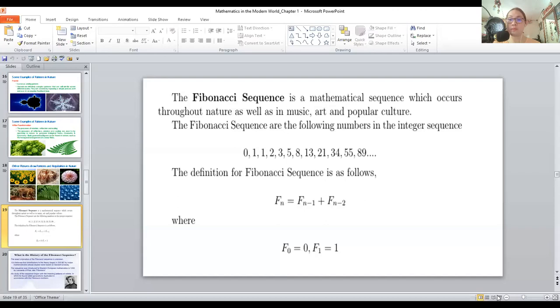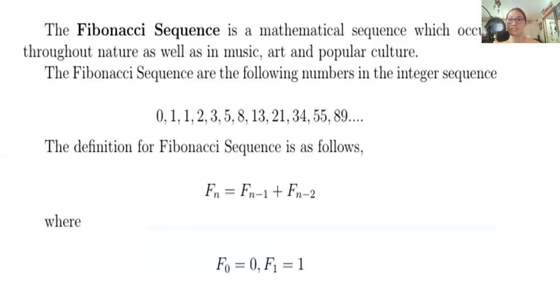So now let's start our discussion. As I have said, we will be talking about some patterns and regularities in mathematics in the modern world. We will start with the one that we talked about last time, about patterns and regularities in nature, which is the Fibonacci sequence. So the Fibonacci sequence is a pattern. Yes, it is a pattern in nature and it shows regularity also.